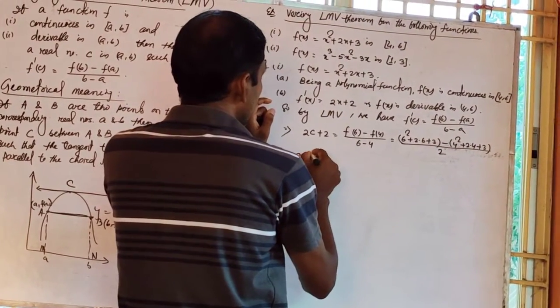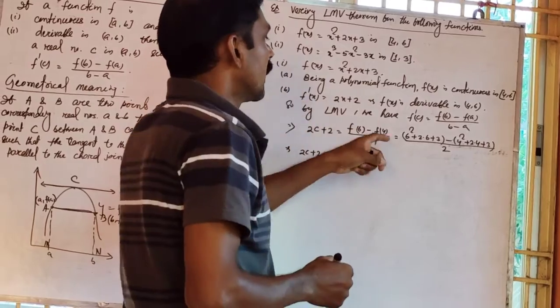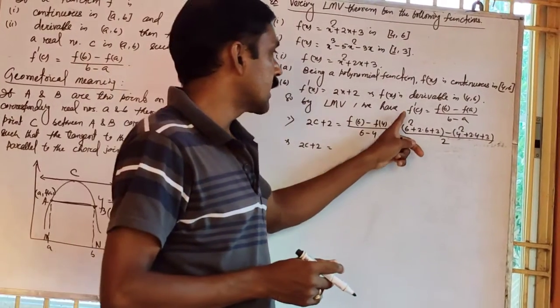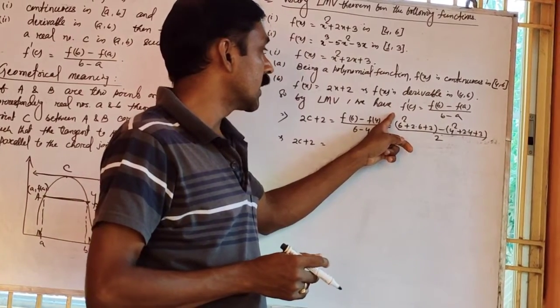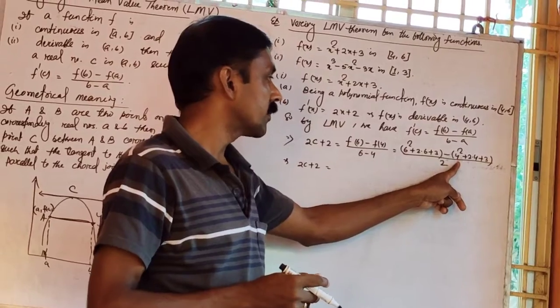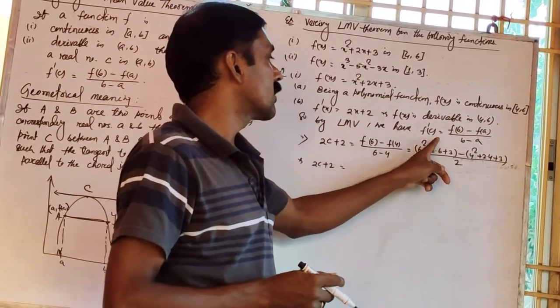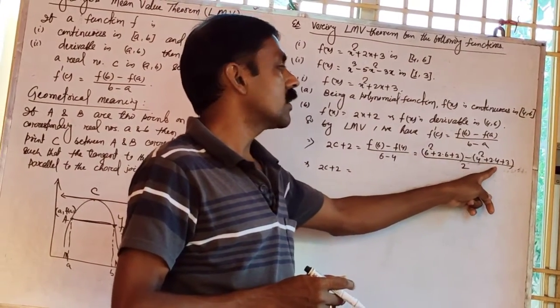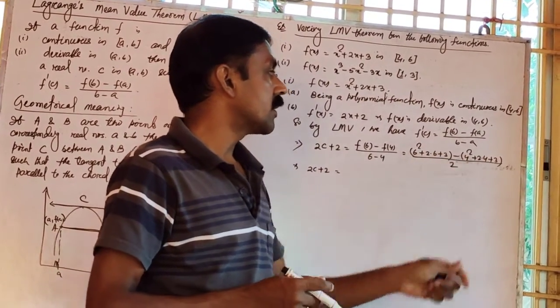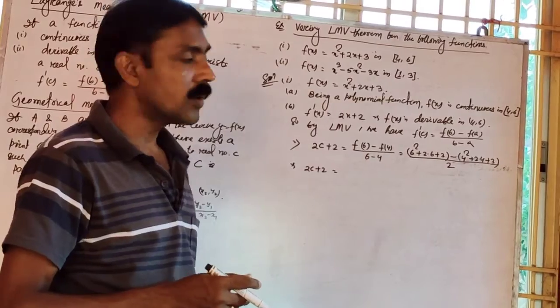This implies 2c plus 2 equal to, I have plus 3 and minus 2 will be cancelled. Now it is 36, and here it will be minus 16. How much? 20. That is 2 6s are 12, 12 minus 2 4s are 8. So 12 minus 8 equal to 4.